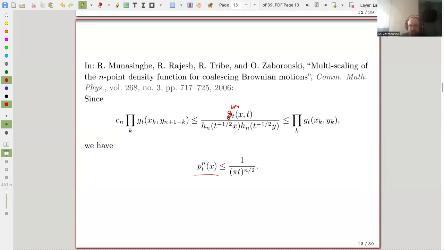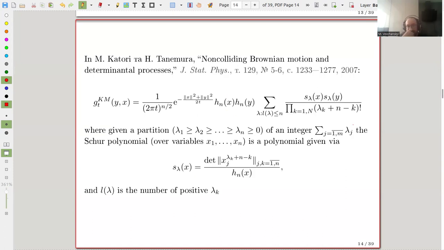So as we see, for instance, the upper estimate for the corresponding integral in the previous slide is simply the product of Gaussian densities. A more direct decomposition of such a determinant in terms of characters from the previous slide is as follows.